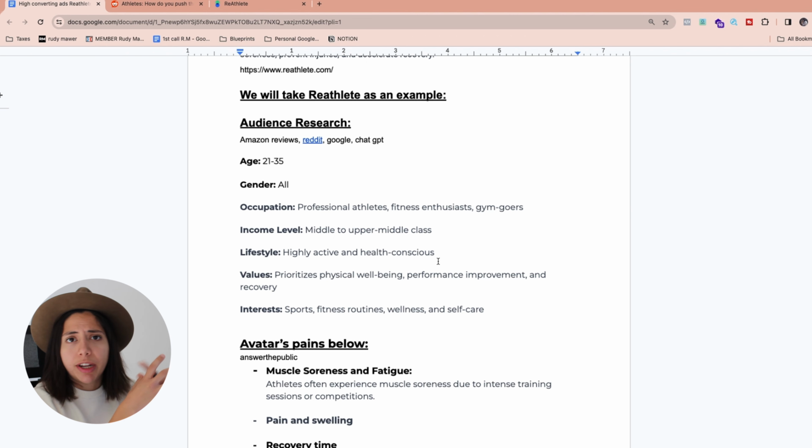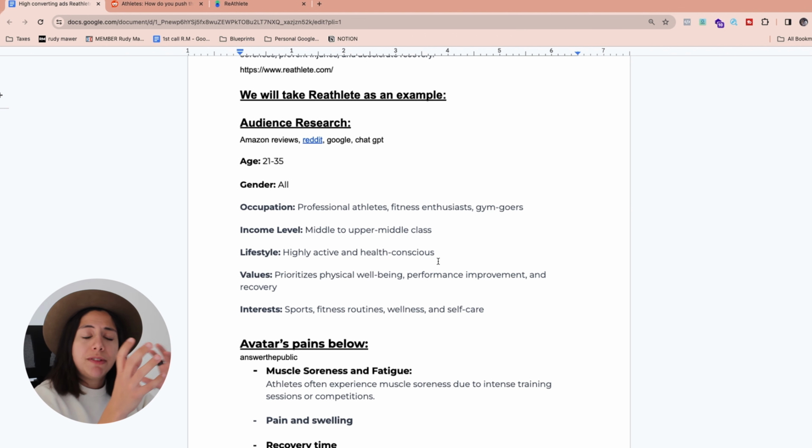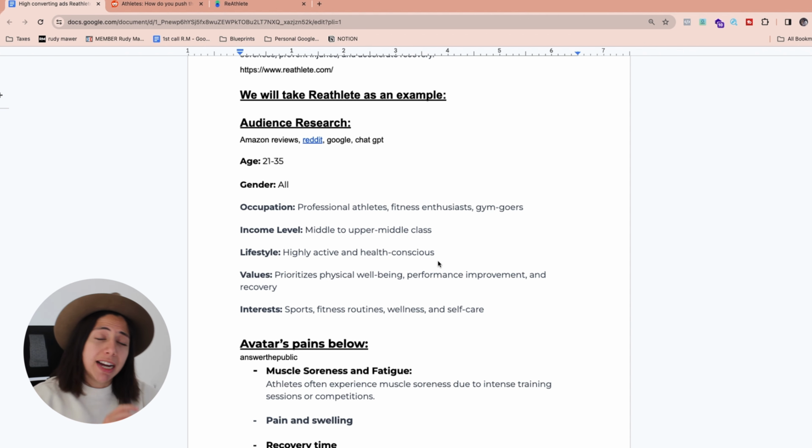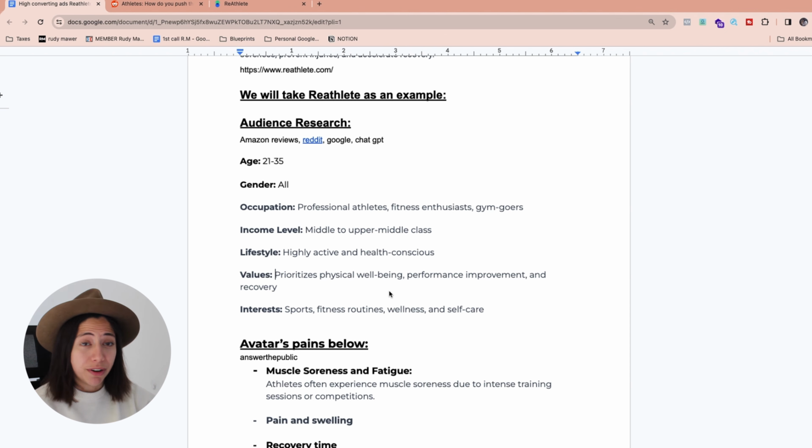What do they do? Do they have coffees regularly? Are they out partying regularly? Because obviously knowing that, you'll be able to talk to them directly and find them in these places, right? Find the interests that resonate with them. Same with values. If you understand their values, you will understand what truly resonates with them and what will captivate them. So over here, athletes prioritize physical well-being, performance improvement, and recovery.